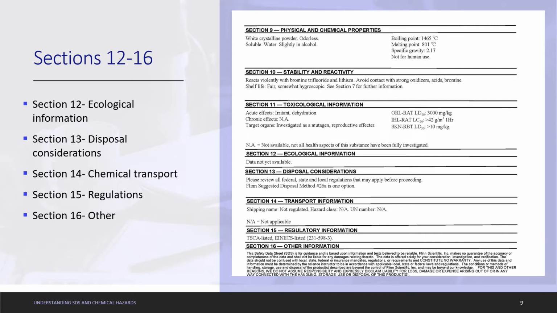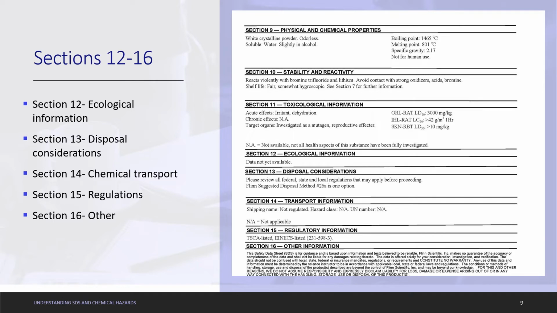Sections 12 and 13 of an SDS help us to determine how to properly dispose of a chemical. Section 12 indicates what ecological considerations should be considered. On this SDS, it tells us that the data is not yet available. SDS for other chemicals may specify not to allow the chemical to reach the sewers or that it's acutely toxic to aquatic environments. Take special considerations of this section before disposing of any chemical wastes.